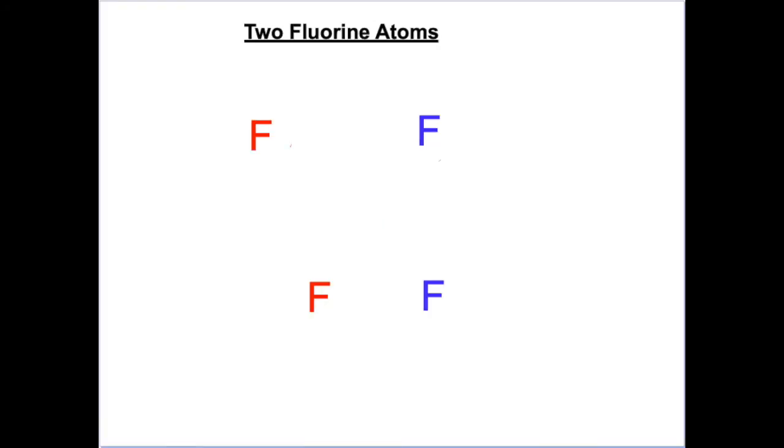Here is a second example. 2 fluorines bonding together. Each fluorine has 7 valence electrons, and each needs 1 more to fill their outermost shell and become stable. Both fluorine atoms are pulling on 1 of the valence electrons from the other fluorine atom.